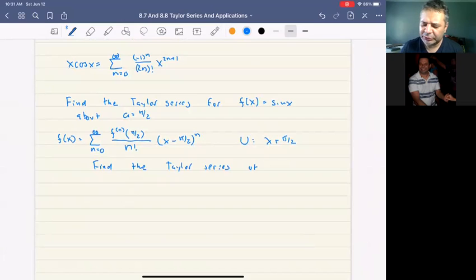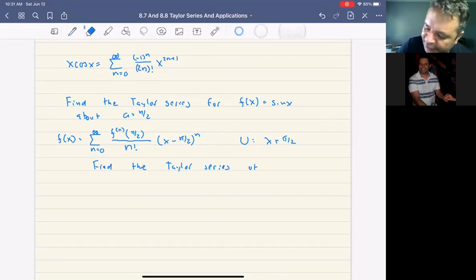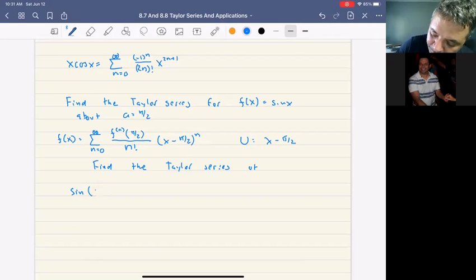Okay, watch what I mean here. I should have written it a little clearer for myself. So we're going to find the Taylor series of sine of, yes, what we want is we want x minus pi over 2 to be u. So we're going to do sine of u.